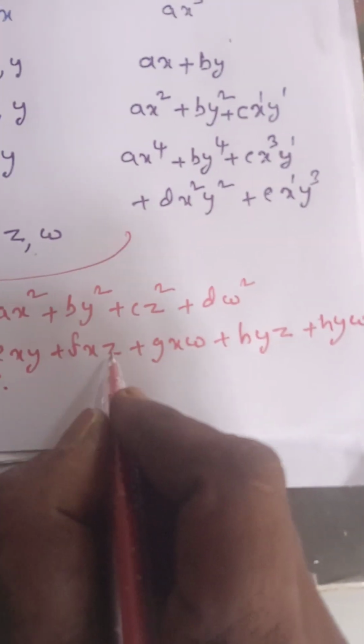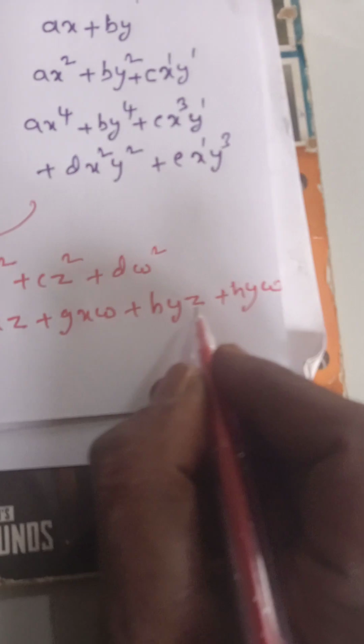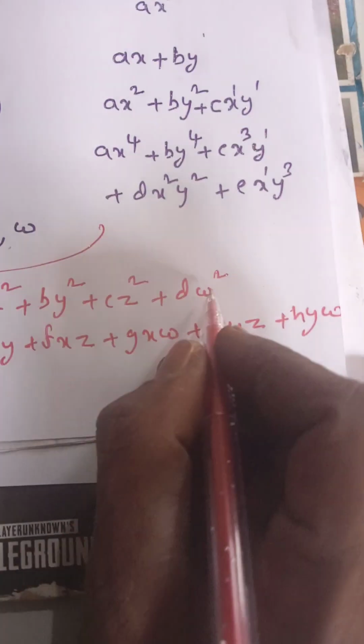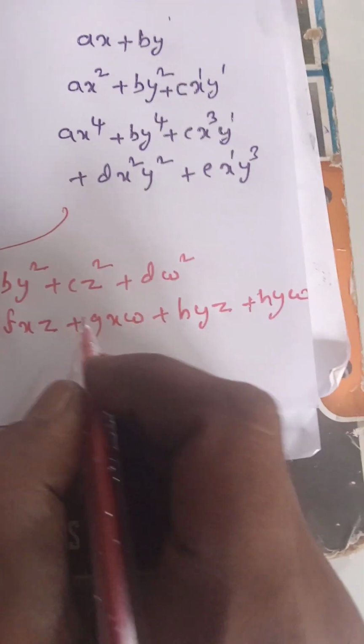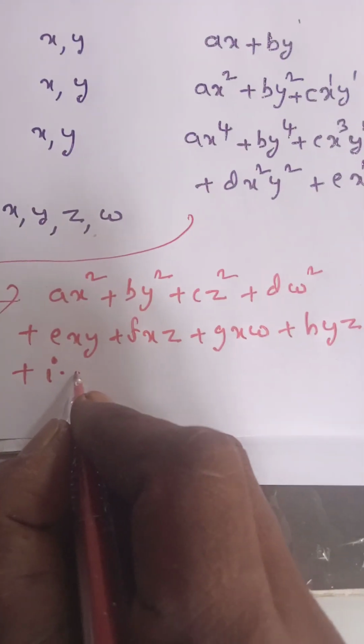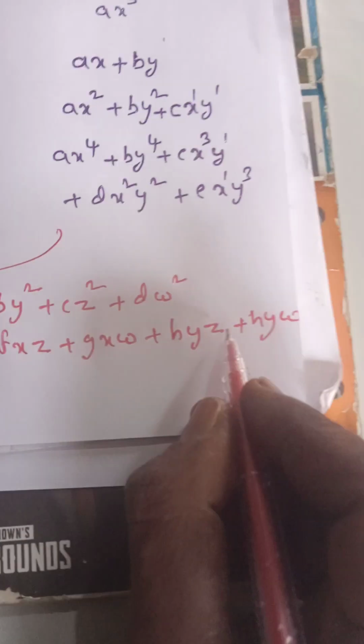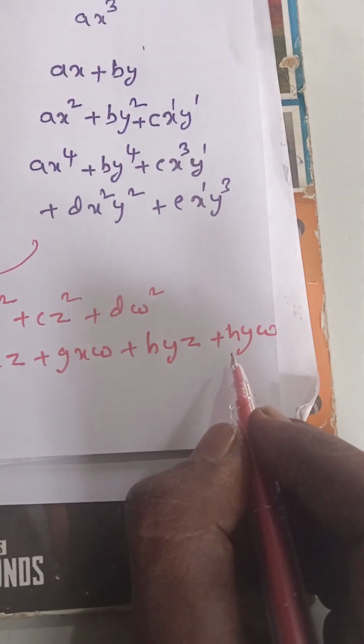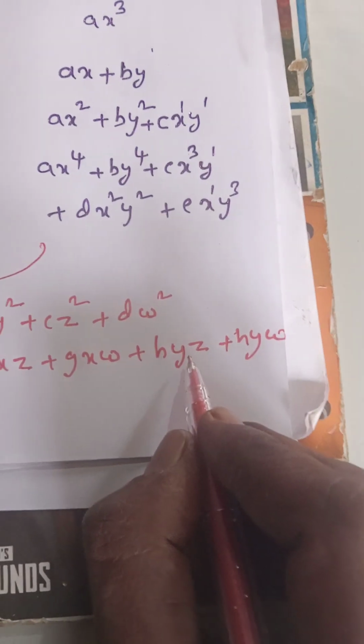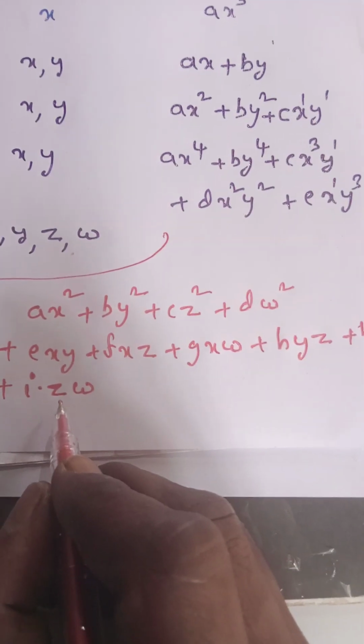zx we can't take, already xz is over. zy also we can't write. zz it is over, the z square term, and zw it is not there yet. So zw I am writing. And with w, wx, wy, wz are also there already. So it's over.